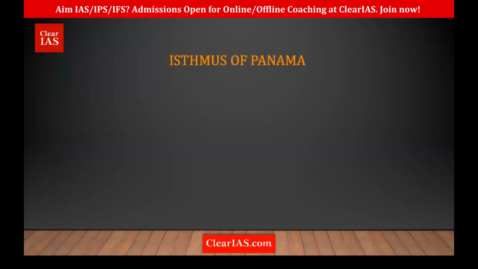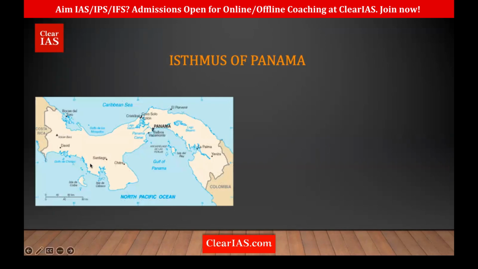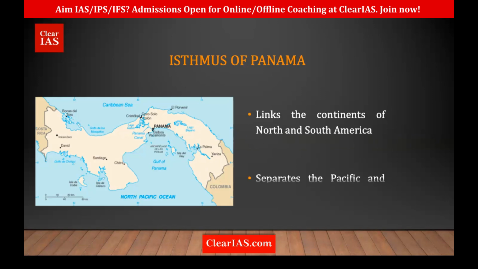So we'll start with the Isthmus of Panama. As you have seen, there is North America and a small strip of land, and then South America. So this Isthmus of Panama is this narrow part of land, and this is actually a country, Panama. It links who? North and South America.